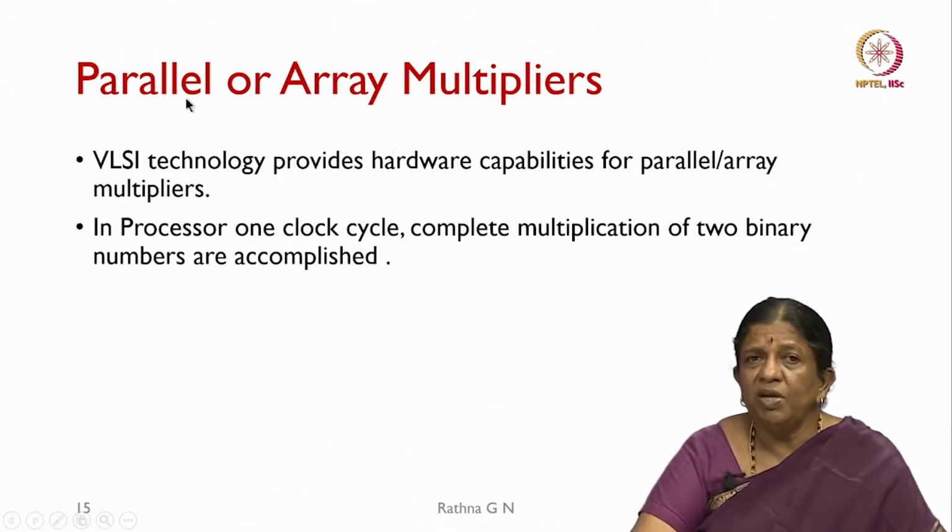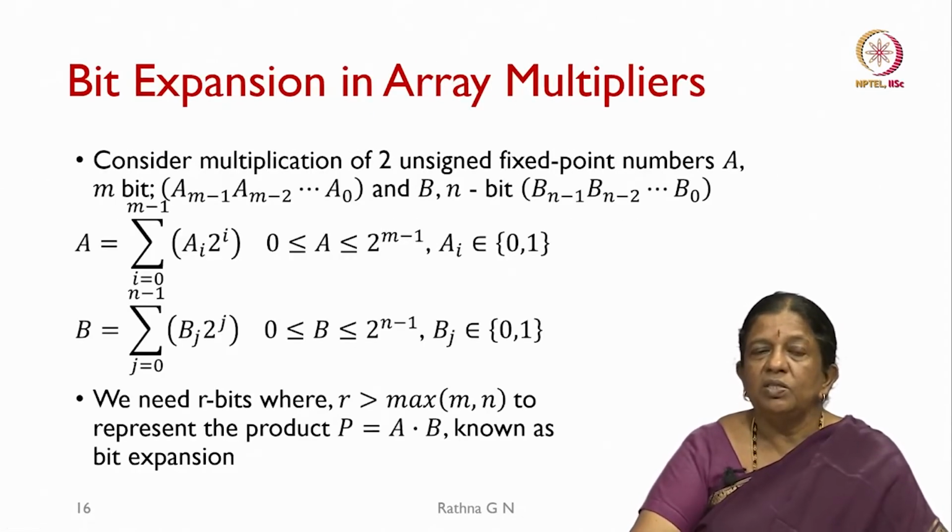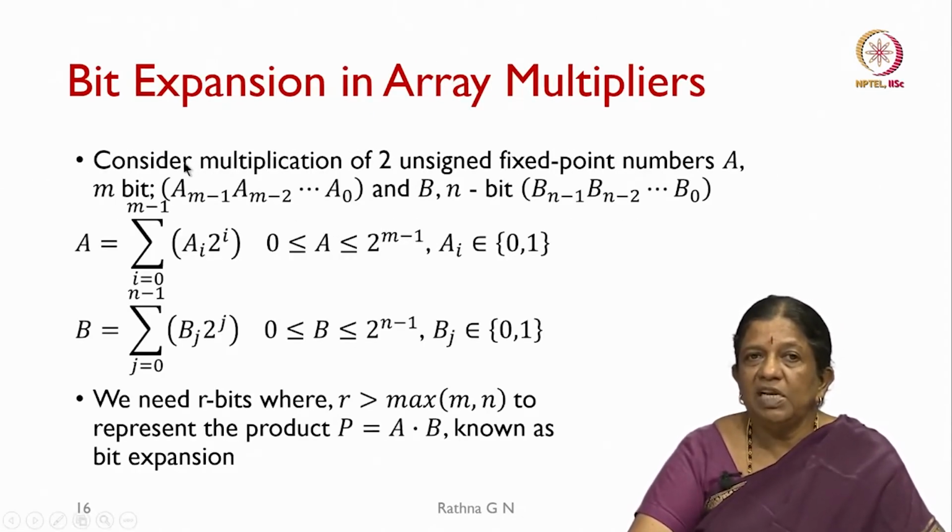So, for that we will be going with parallel or array multipliers, because VLSI technology provides hardware capabilities for accommodating these multipliers. And we want, in the processor, to complete the multiplication of 2 binary numbers in 1 clock cycle. That is what our aim, our goal is. Okay. So, how we can do that with a little bit of bit expansion, we will see it.